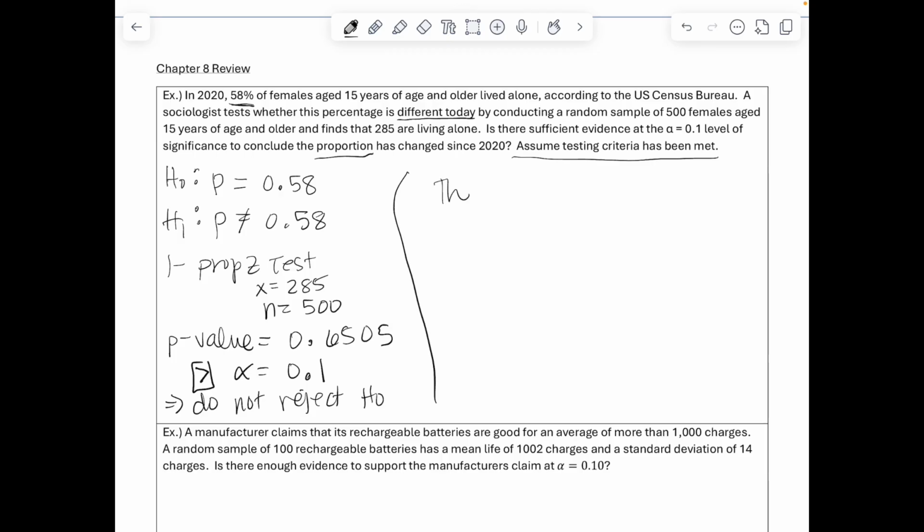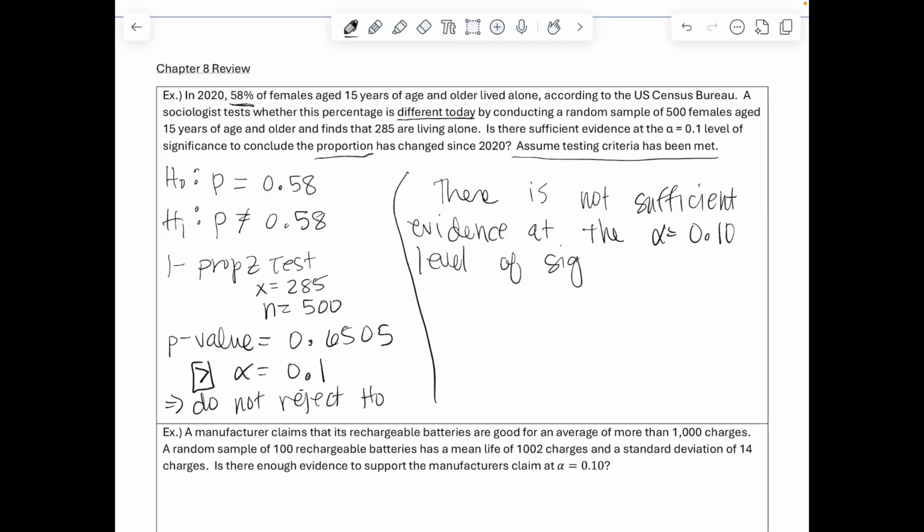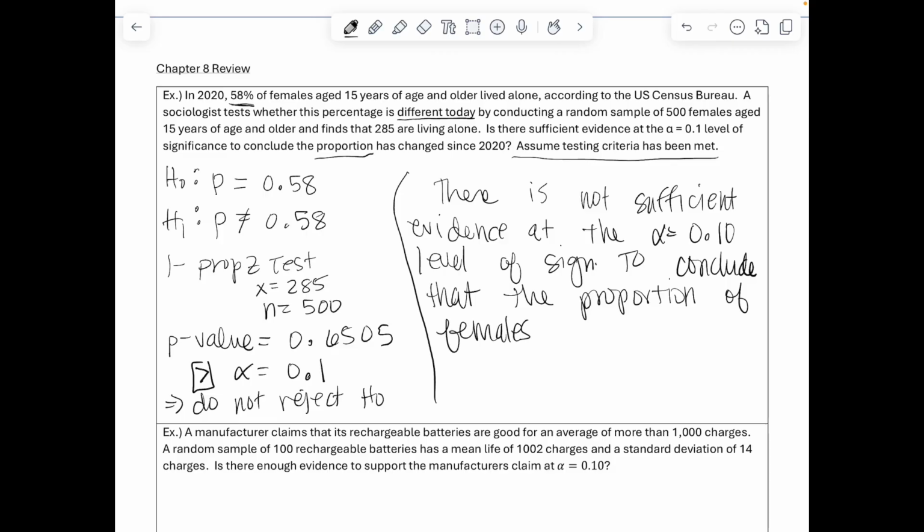So from here, we do need to write our conclusion. And so we are going to say there is not sufficient evidence at the alpha equals 0.10 level of significance to conclude that, and again, always talking about H1, which is that the proportion of females living alone has changed or is different since 2020.